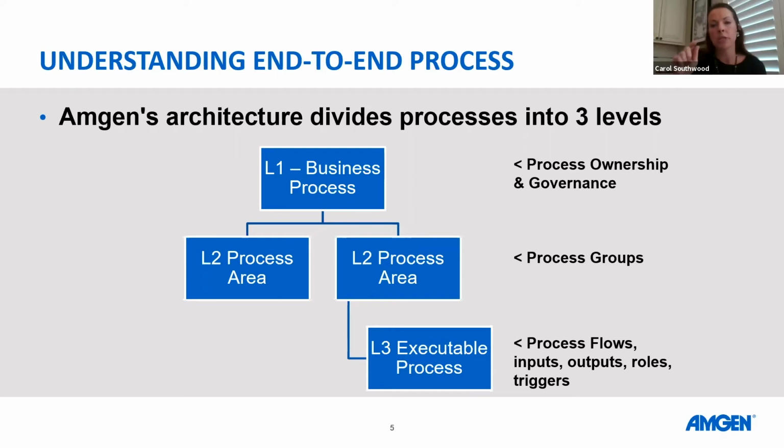Now again, imagine that you double click into one of those L2 process areas and you get a level 3, L3. This is your executable process. This is where the devil's in the details. You've got your process flows, your handoffs between roles, inputs, outputs, systems. Again, same trigger and end result of value.